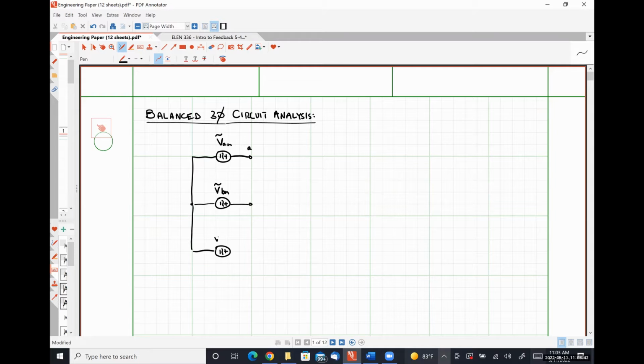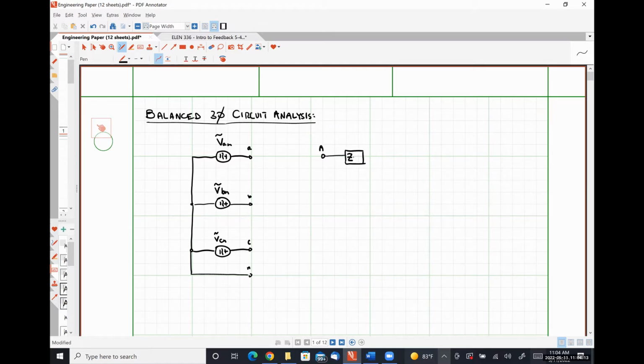Here we have the CN. And down here on the bottom will be our neutral terminal. So this is B, C, and lowercase n. And because we're looking at a YY system, that means we're also going to have a Y connected load.